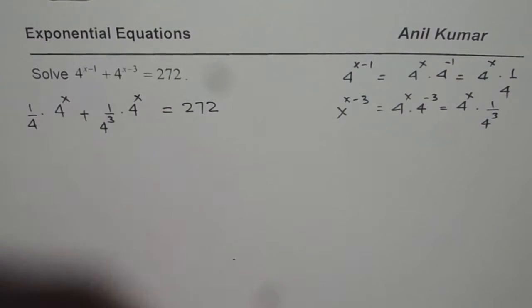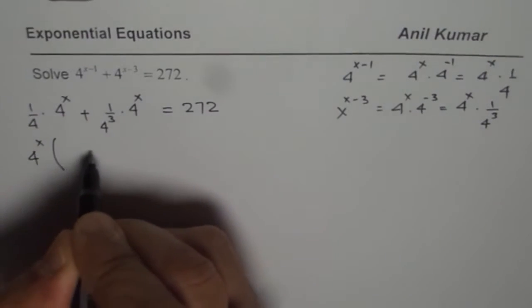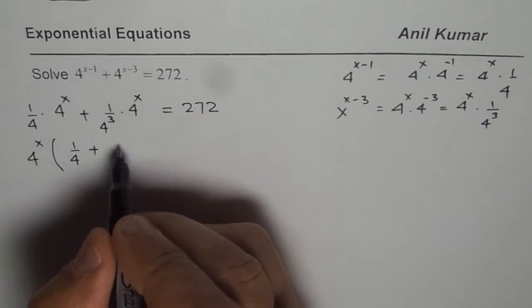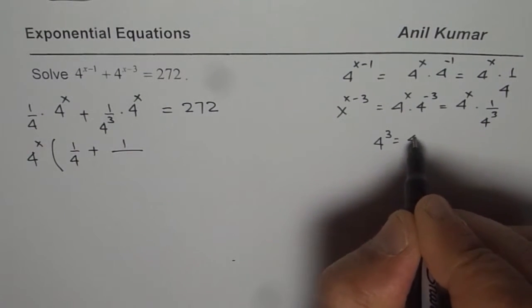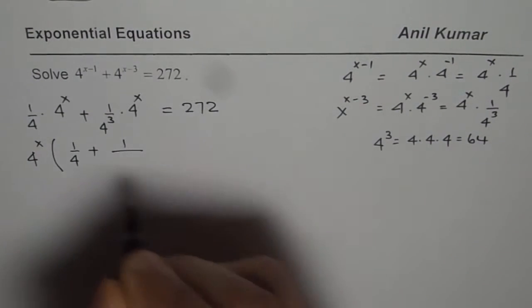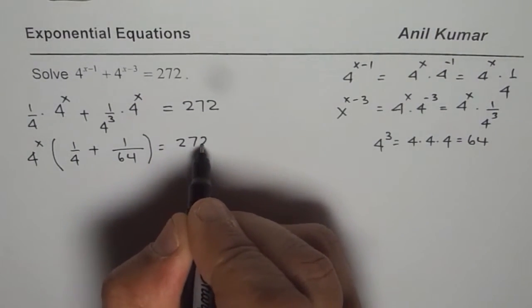Now 4 to the power of x is common. So we could write this as 4 to the power of x, and within brackets we get 1 over 4 plus 1 over 4 cube, right? 4 cube is 4 times 4, which is 16 times 4, which is 64, right? So we could write this 64 here equals 272.